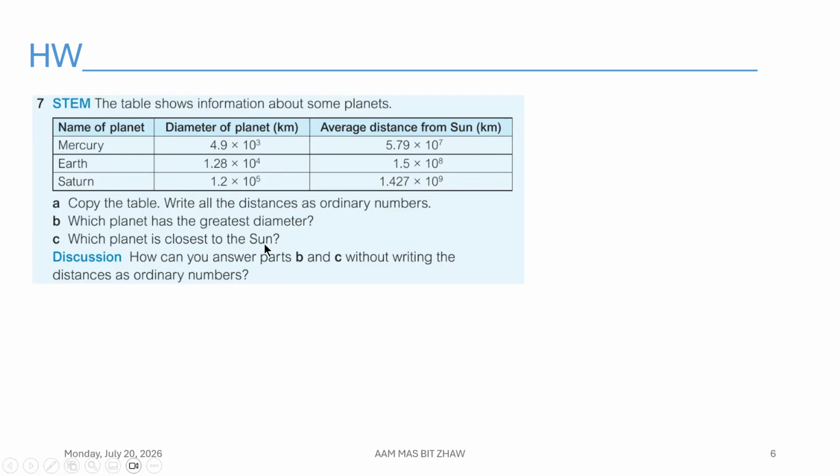The table shows information about some planets. Diameter of the planet is the diameter from surface to surface. And the distance from the sun is this one here. So which of these numbers are small? That means the distance to the sun is smaller. And the big number is the distance far from the sun. So please try to check this homework, and we'll check it next time.